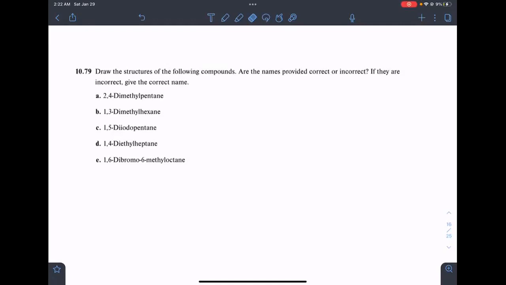2,4-dimethyl pentane. So pentane in this case is 5, right? So we're going to draw something that goes 1, 2, 3, 4, 5, and then coming off of 2 and 4 are my dimethyls. So is there any way to renumber this differently to get a longer chain? And the answer is no, it's correct. But you have to kind of prove it to yourself.